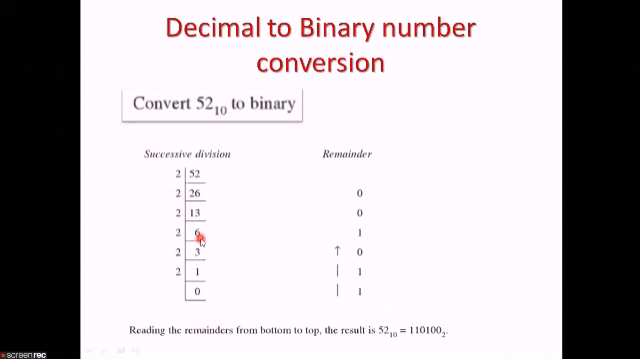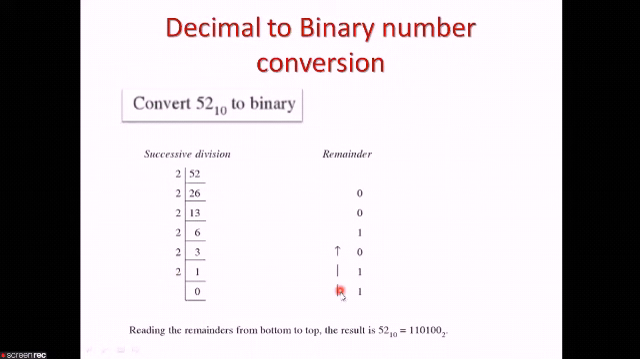When we divide 6 by 2, the remainder is 0. So we write it here. When we divide 3 by 2, the remainder is 1. So again the remainder is 1. When we divide 1 by 2, the quotient is 0 and the remainder is 1 here. So we take the remainders from bottom to top.